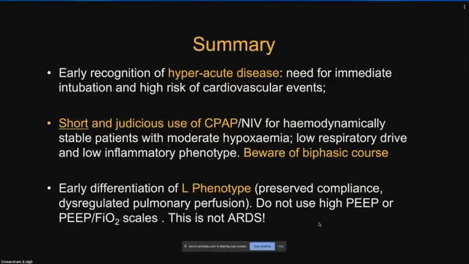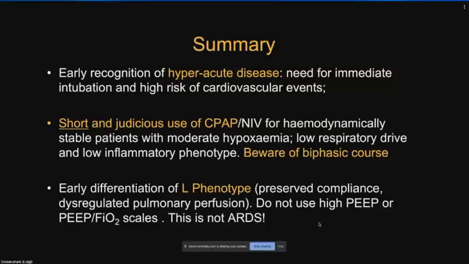But I think we need to be aware of the biphasic course of the disease, and some of these patients might fail quite late. And I think it's important to know about that to see where we can look after this patient optimally. And the third one is an early differentiation of the L phenotype.